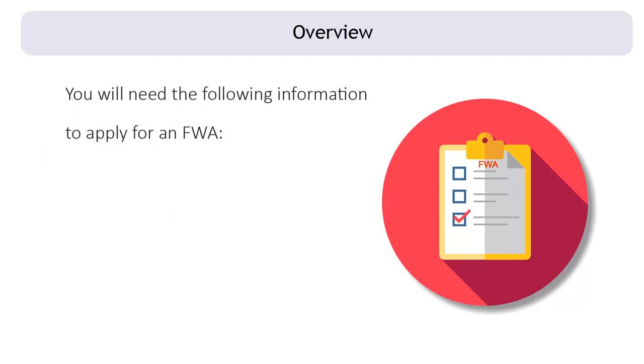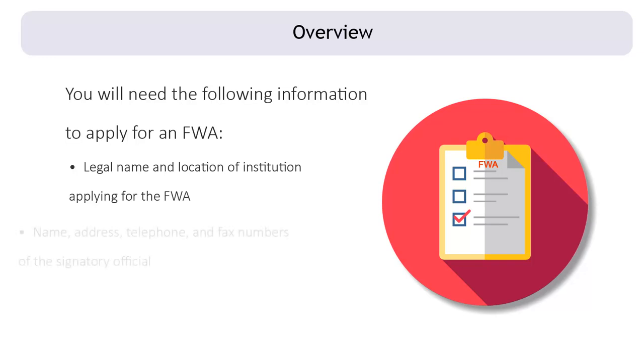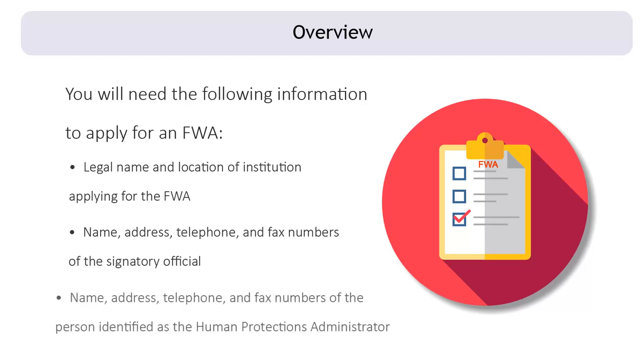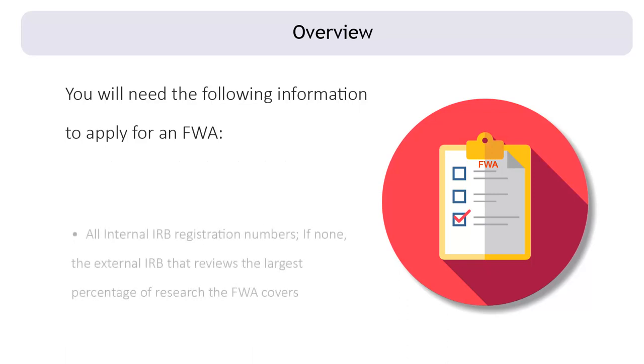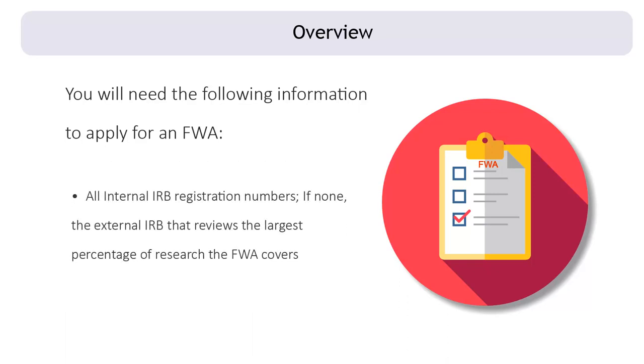You will need the following information to apply for an FWA: legal name and location of the institution applying for the FWA; name, address, telephone, and fax numbers of the signatory official; name, address, telephone, and fax numbers of the person identified as the Human Protections Administrator; all internal IRB registration numbers, if none, the external IRB that reviews the largest percentage of research the FWA covers.